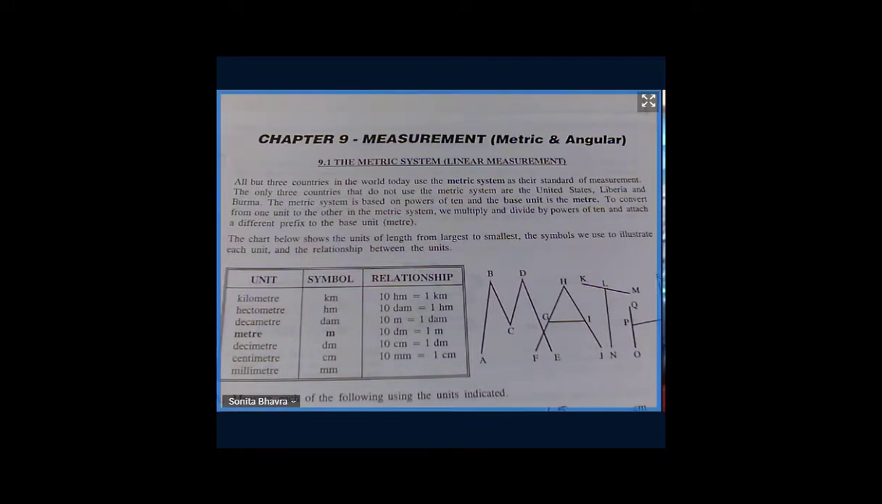All right, so all but 3 countries in the world use the metric system as their standard unit of measurement. The only 3 countries that don't use the metric system are the United States, Liberia, and Burma. The metric system is based on powers of 10, and the base unit is the meter in this instance because we're looking at linear measurement. To convert from one unit to the other, we can multiply and divide by powers of 10 and use the different prefix attached to the base unit. So this chart has some of the conversions here.